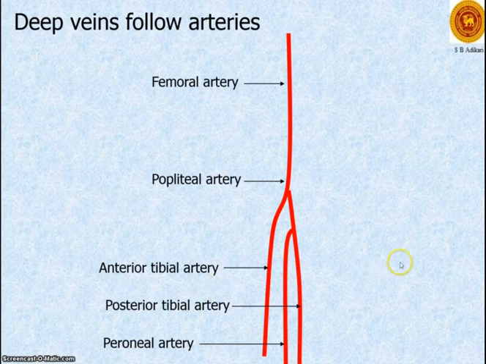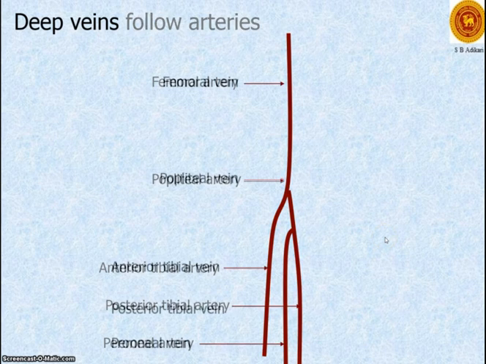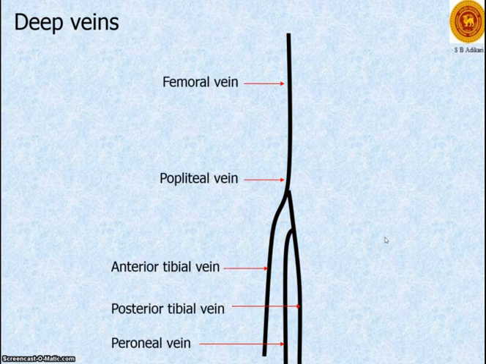As I said before, deep veins follow arteries. Therefore, you have a posterior tibial vein and an anterior tibial vein joining and forming a popliteal vein at the popliteal fossa, and the popliteal vein becomes the femoral vein at the adductor hiatus. There is a peroneal vein opening into the posterior tibial vein.